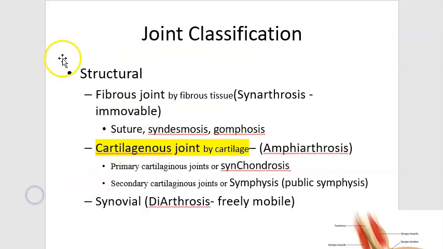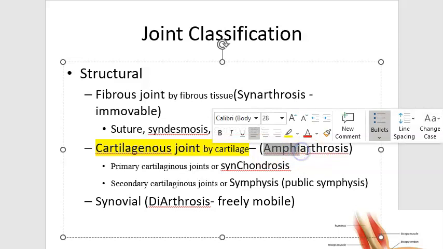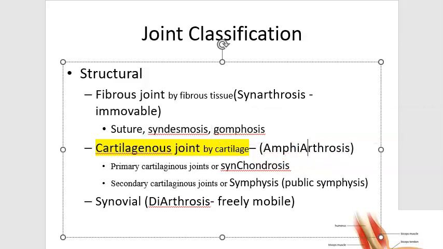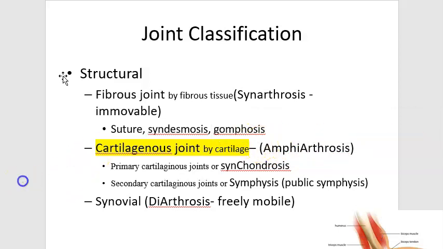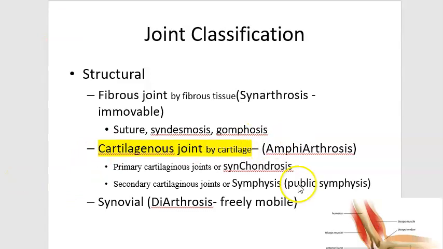Majorly you have covered. Now you have to understand exactly what they are telling you. See, cartilaginous joint also has another word called amphiarthrosis. Amphiarthrosis means some kind of a blend between here and there. That's why amphi. So it is between the fibrous and synovial. Amphiarthrosis, remember.